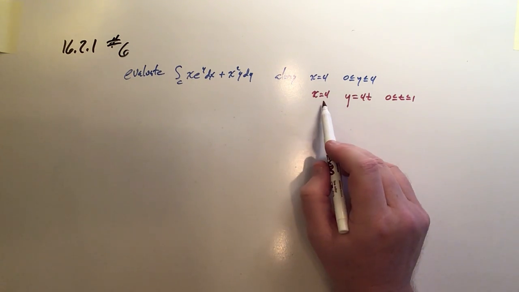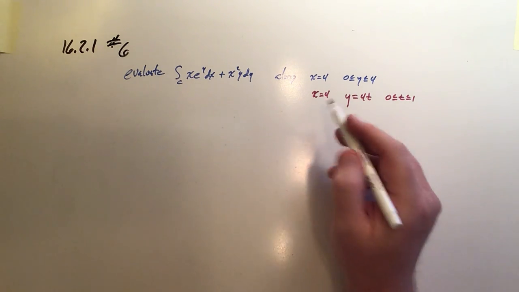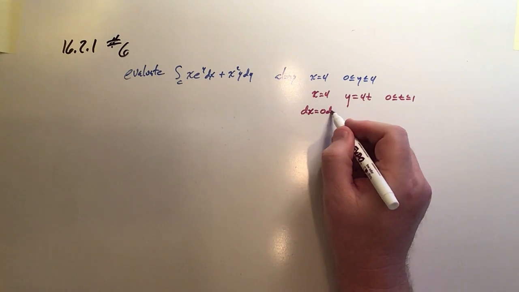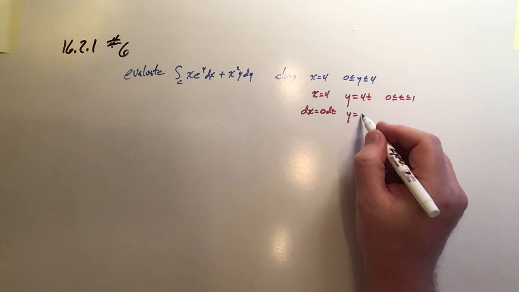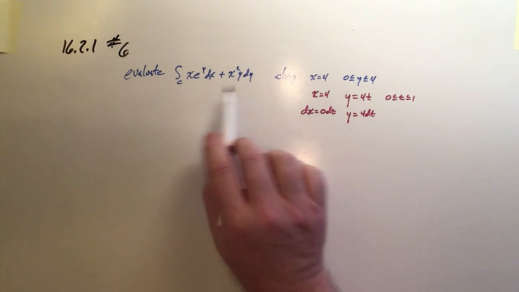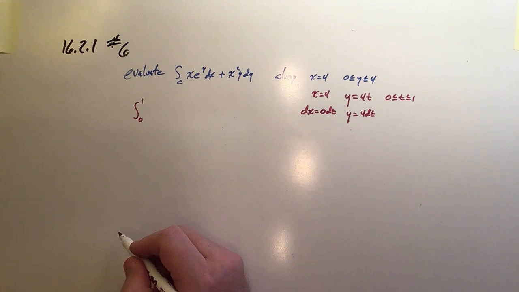Just like before, let's take the derivatives of these so we can see how we're going to replace them in terms of t. So unfortunately, dx is equal to 0 dt, so there won't be a front half integral, but dy will be equal to 4 dt. Okay, now we should be able to make all the replacements. So I'm going to integrate from 0 to 1.